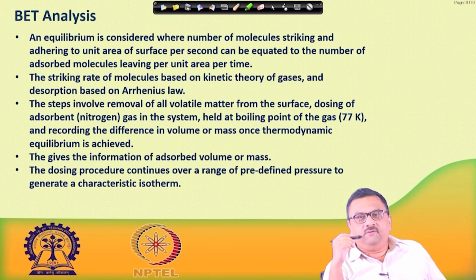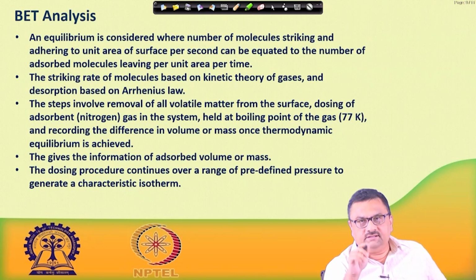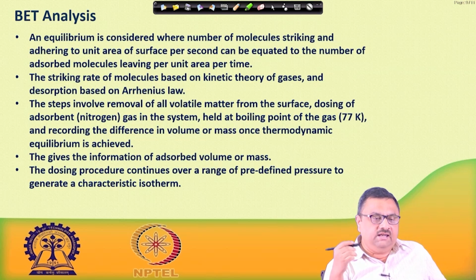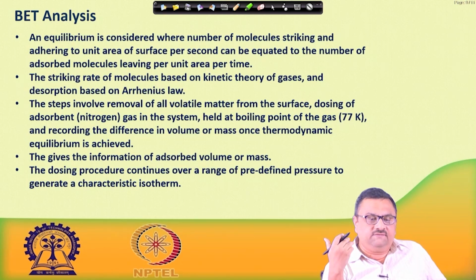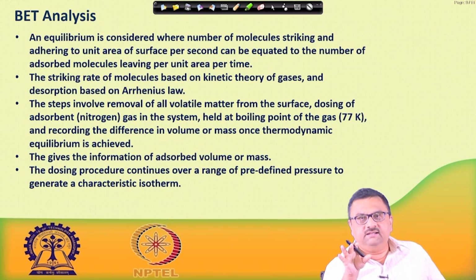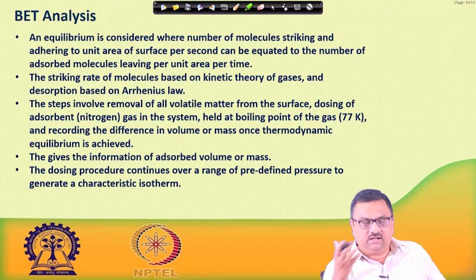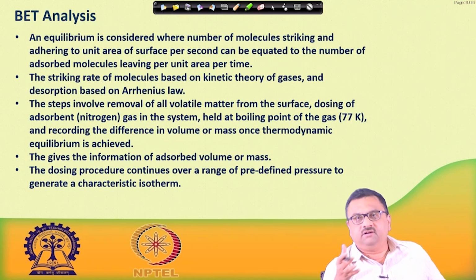Now, one can perform something called a BET analysis. We have a very good experimental description of this immediately after this within this lecture module itself. One assumes an equilibrium on the number of molecules striking and adhering to unit area of surface per second, and that is equated to the number of adsorbed molecules leaving per unit area per time. So, this is basically the essential equation that is solved here, and the striking rate of molecules is based on kinetic theory of gases and desorption based on Arrhenius law.